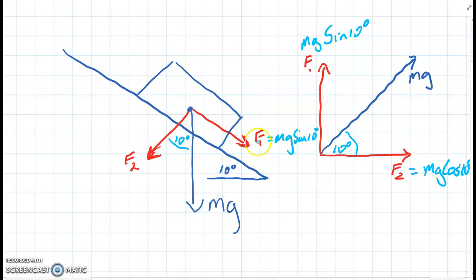Now, you can learn that off, or what I think is much better is to be able to reason it. Draw your diagram, put the angle in, rotate it, and it makes a lot more sense that way.